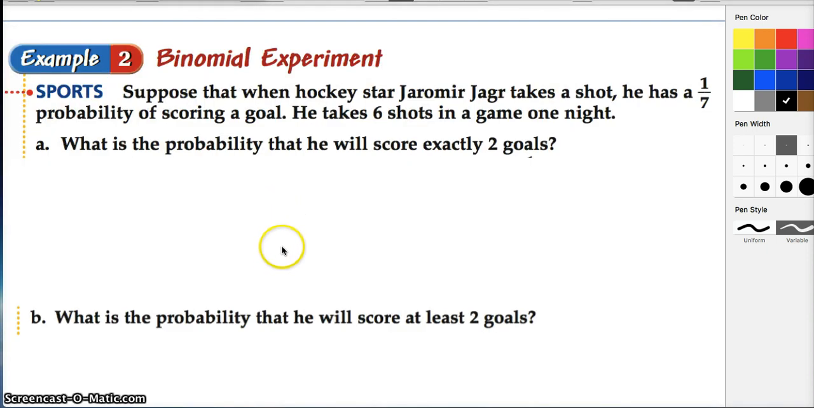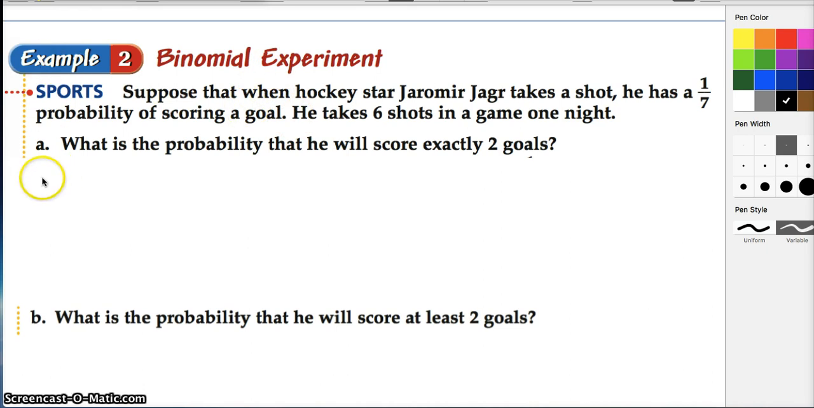So here's our last example. Suppose that when hockey star Jaromir Jagr, sorry if I got that name wrong, guys, takes a shot, he has a 1 out of 7 probability of scoring a goal. He takes 6 shots in 1 game. What is the probability that he will score exactly 2 goals?